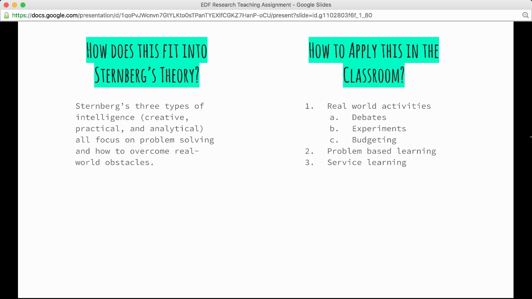So how does all of this fit into Sternberg's theory? Well, Sternberg's three types of intelligence, as discussed earlier, are creative, practical, and analytical, all focus on problem solving and how we can overcome real-world obstacles once we leave school. So we can apply this in the classroom by, again, doing these authentic activities. So any real-world activity like a political debate, experiments like in science, or budgeting.